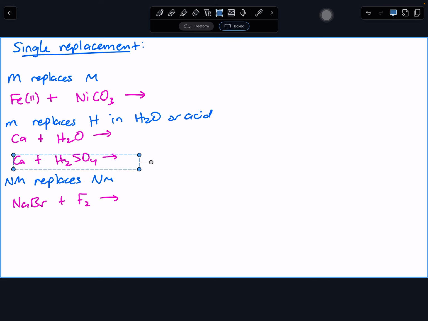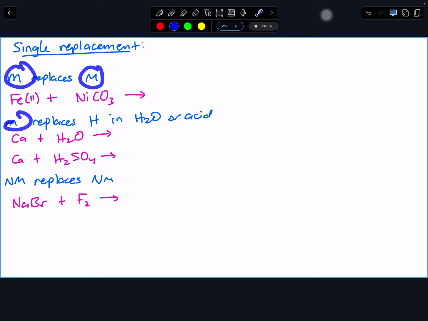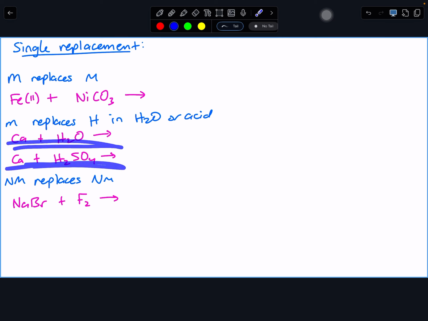Okay, so with the first one, metal. So how do you know if it's metal replaces metal, or metal replaces hydrogen, or non-metal replaces non-metal? You look at the plain element. Who's the plain element here? Fe. Iron. How about here? Ca. And how about here? F2. F, right? So that will tell you what kind of reaction it is, because what kind of element is F? Non-metal. And non-metals can only replace their same kind. So non-metals can only replace non-metals, and metals can only replace metals.